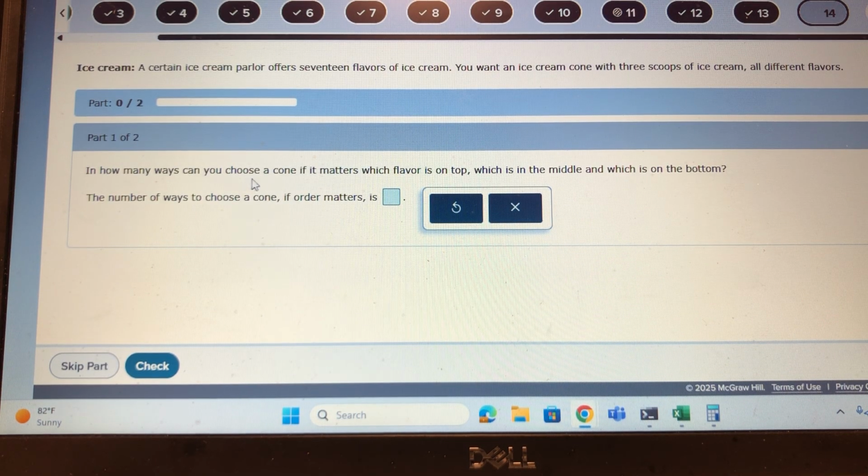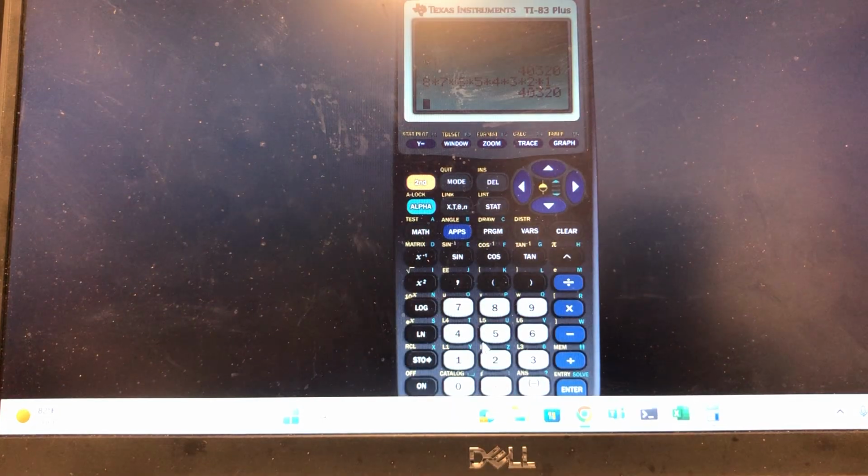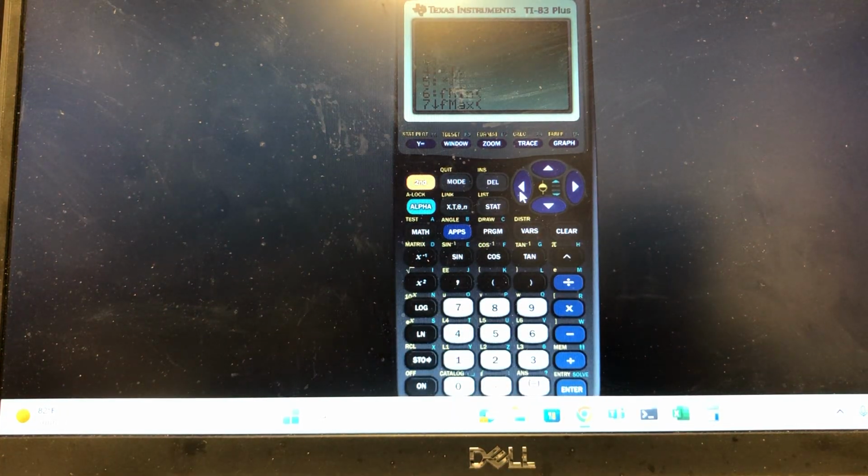How many ways can you choose a cone? Okay, a certain ice cream parlor offers 17 flavors of ice cream. You want an ice cream cone with 3 scoops, all different flavors. So a certain ice cream parlor offers 17 and you're choosing 3. See, we're choosing 3 out of 17. So if order matters, I would do 17 permutation 3. And this is the total number of ways you can put the ice cream on your cone if order matters, or you treat the ice cream differently. Or if you don't care about the order, then you do 17 combination 3.